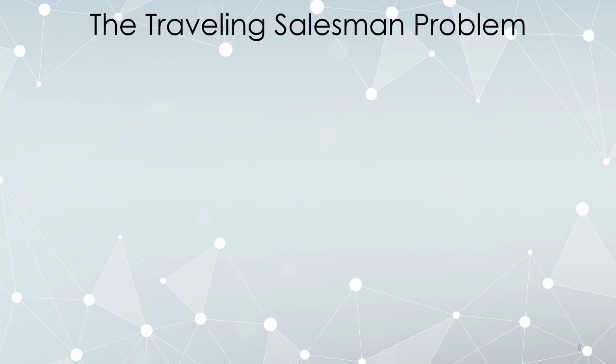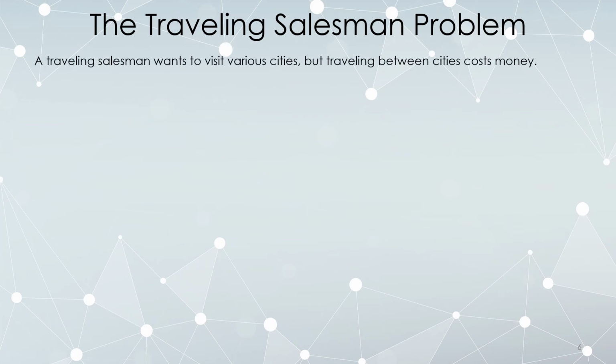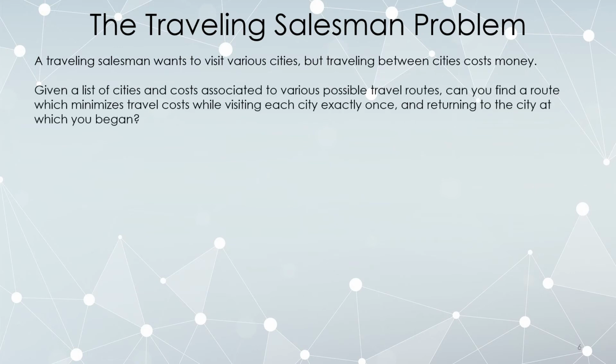Related to the notion of Hamiltonian graphs is something called the traveling salesman problem. Suppose you're a traveling salesman and you want to visit various cities. You need to go sell your vacuum cleaners in Sheboygan, but you also need to sell them in Fort Worth. But traveling between cities costs money, as it does. So given a list of cities and various costs associated to going from one city to the next, can you find a route that visits every city exactly once, because you don't want to repeat yourself, but minimizes travel costs because you want to make the most money possible? Also, you want to return to the city that you started at because you do live somewhere, even if you are a traveling salesman.